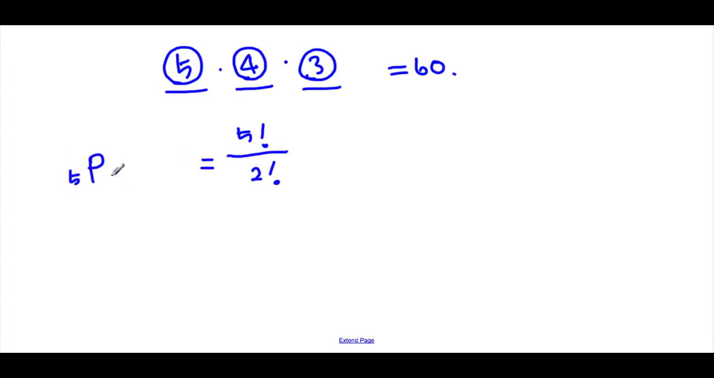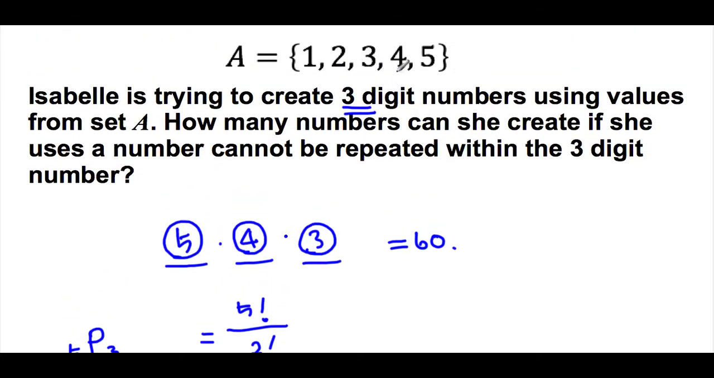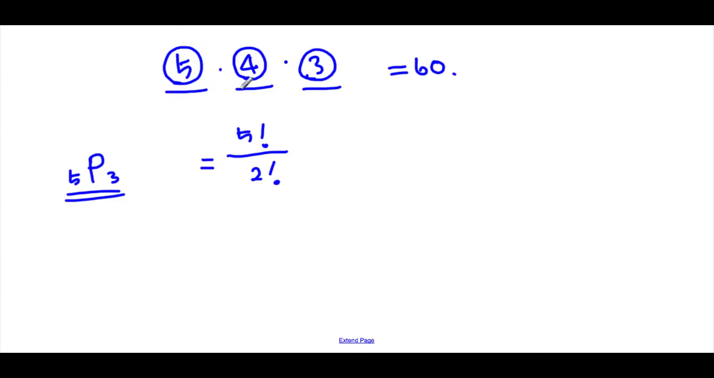5P3. Now, this number is quite interesting because this number is not 2, but rather 3. This simply means that out of 5 things, I would like to arrange 3 things, just like how we have done here. Since it's an arrangement, the order is important, we kept the order, and that's basically how we can describe it.